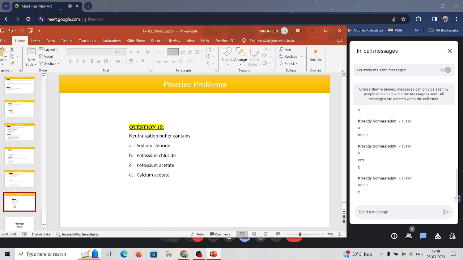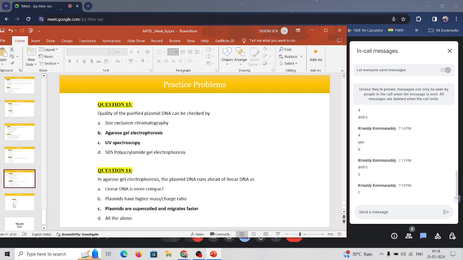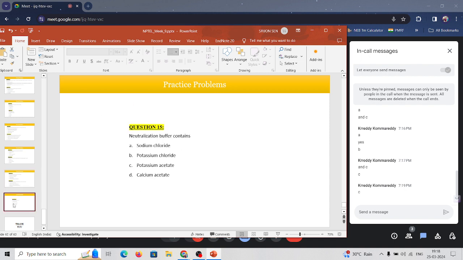So the last question. Neutralization buffer contains. What does the neutralization buffer contain? Sodium chloride, potassium acetate, and calcium acetate. I just mentioned it in one of my answers. We gave an answer, right? Okay, fantastic. Potassium acetate is the correct option over here. Yeah. So we are done with the questions.